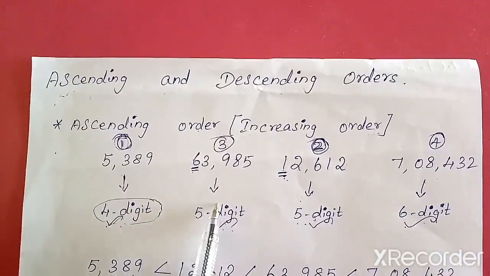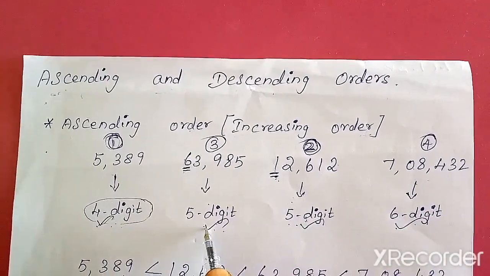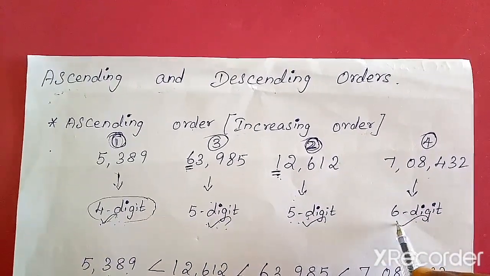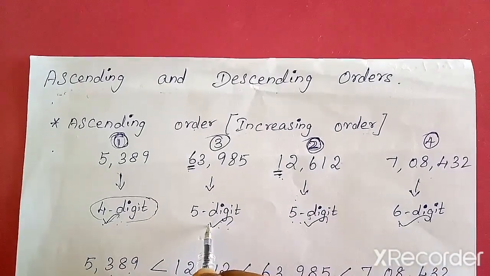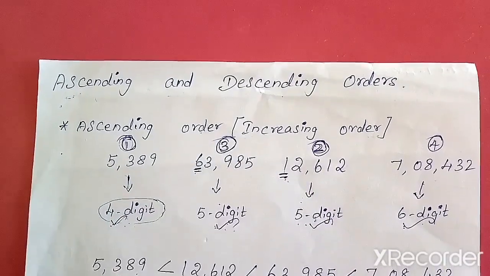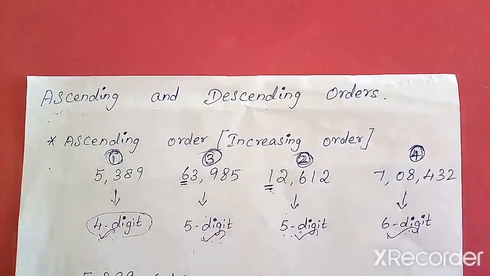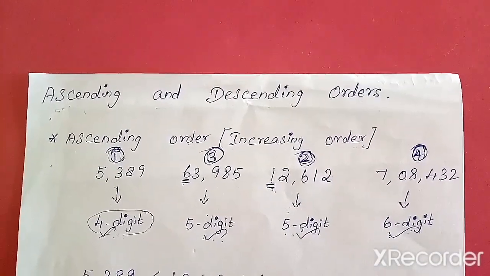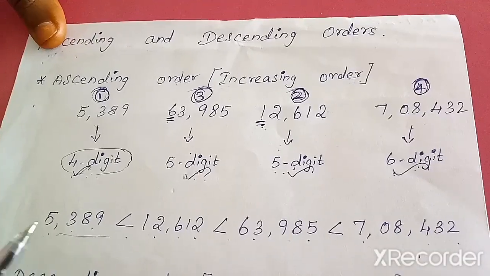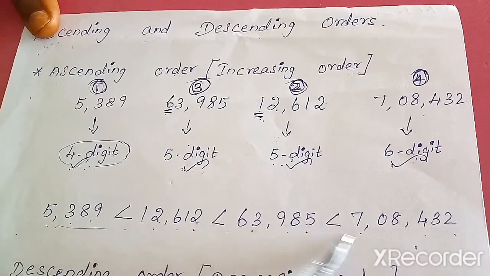And next, this and this are my left out numbers. So here it is a 5-digit number and this is a 6-digit number. So of course the 5-digit number will be the smaller number. So this is my third smallest number. And this will be the last number in the ascending order. So I can arrange the above numbers like this in ascending order.